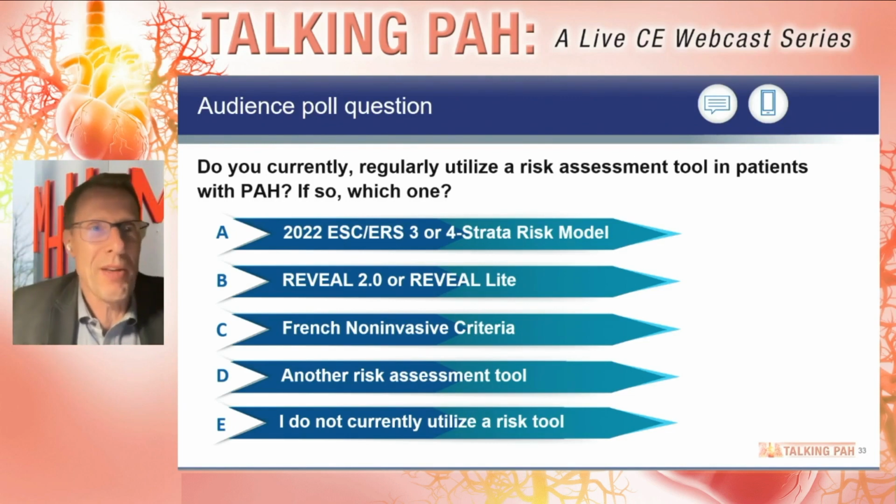Marius, if you can start with the audience poll question. It's already mine? Okay, I can do that. So the question here is, do you currently utilize a risk assessment tool in patients with PAH? And if so, which one? This is the most recent, so the 2022 ESC/ERS 3 or 4 strata risk model, REVEAL, the French non-invasive tool, anything else? Or are you not using such a tool at all? Let's find out what you're doing. It seems to be a US-based audience, which is not surprising.